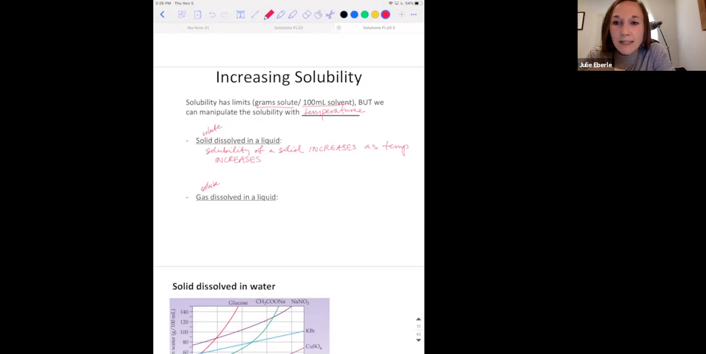But if you had hot tea, if you had a gallon of hot tea and you dumped a bunch of sugar in that, what do you think would happen? Would you have to work as hard to get that sugar dissolved? Absolutely not. You know it would dissolve. And that's the example here. So, sweet tea.